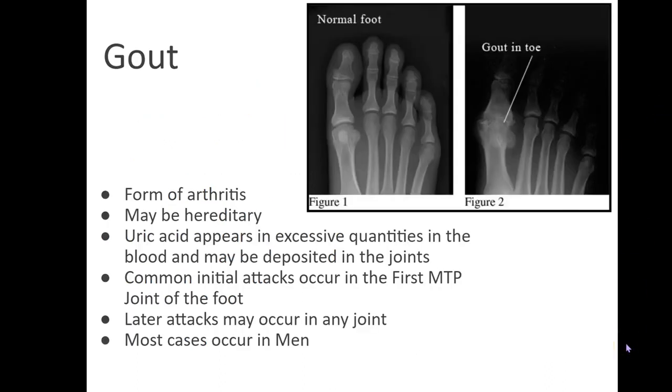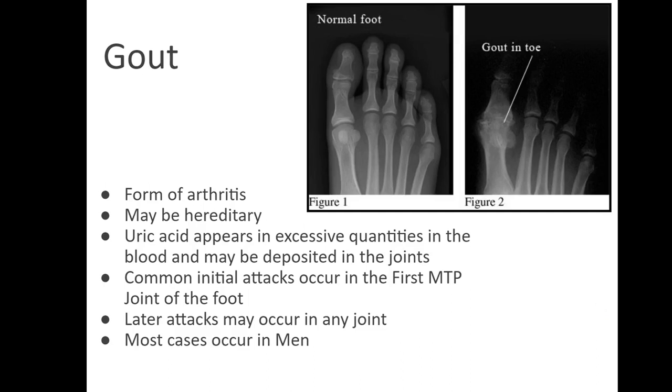Next, gout. Gout is a form of arthritis that may be hereditary. And remember, in gout, uric acid appears in excessive quantities in the bloodstream, and may be deposited in the joints and in other tissues. It's common for the first attack of gout to occur in the first MTP joint, which we can see here. Later attacks of gout, though, can occur in any of our other joints.